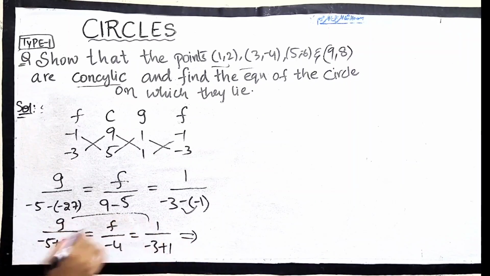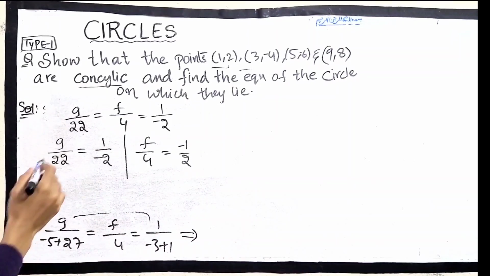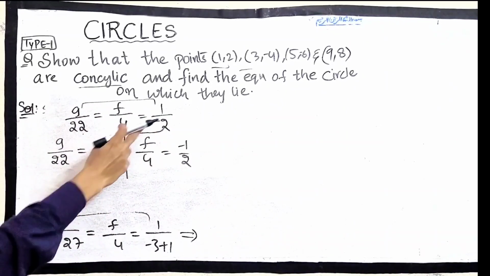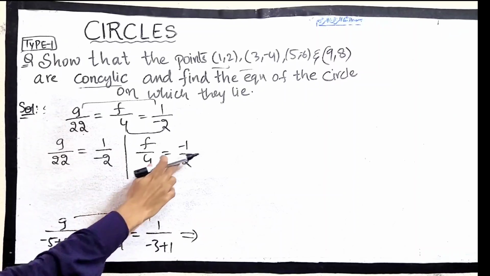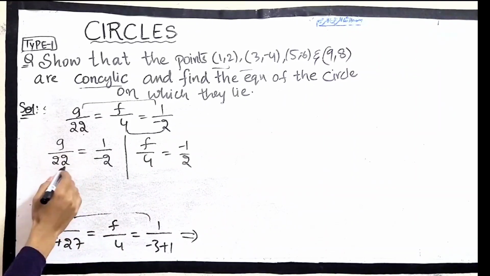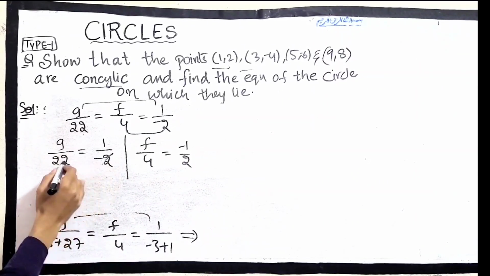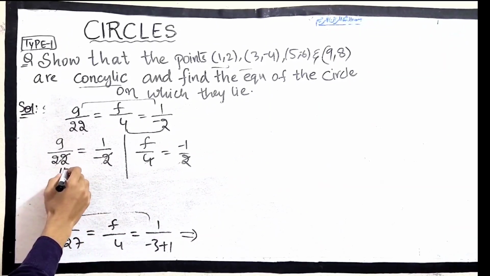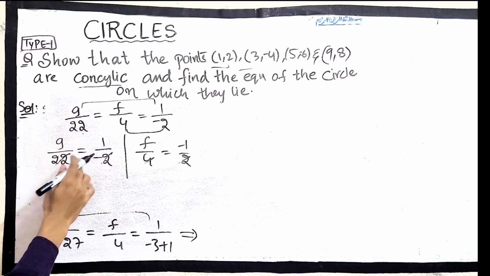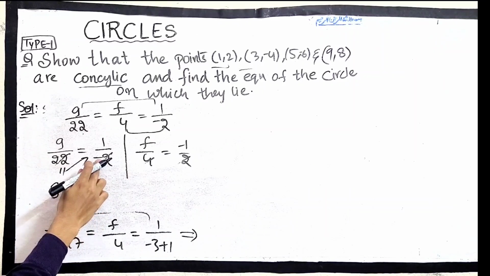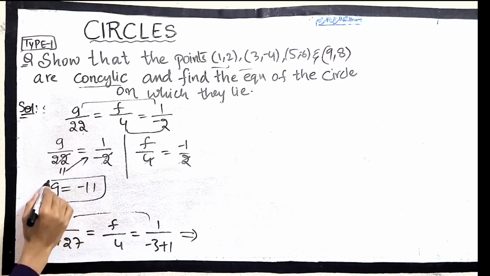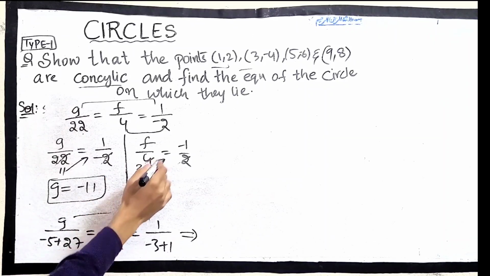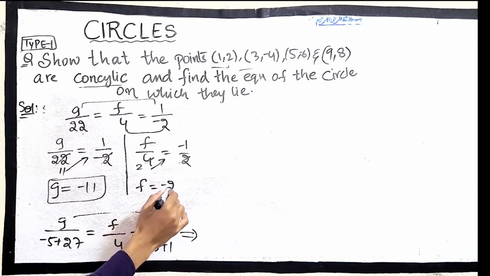So just reduce this and compare with the constant. Here just compare g and f with the constant. So g by 22 is equal to 1 by minus 2, and f by 4 is equal to minus 1 by 2. So just cancel the terms here. 2 1s are 2, 1s are 2, and 2 4s are 8, and send this term there. So what will be your g value? It will be minus, because here minus is there. So g value will be minus 11, and the leftover term will be 2 here. So f by 2, when we transfer 2 there, it will be f is equal to minus 2.